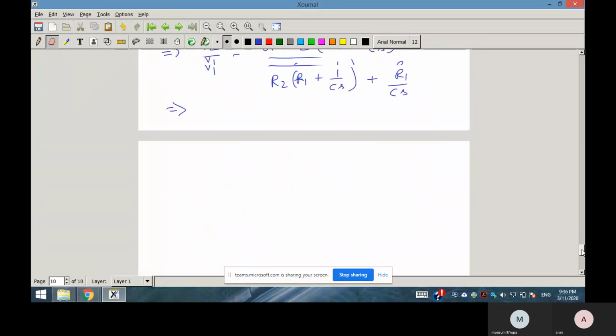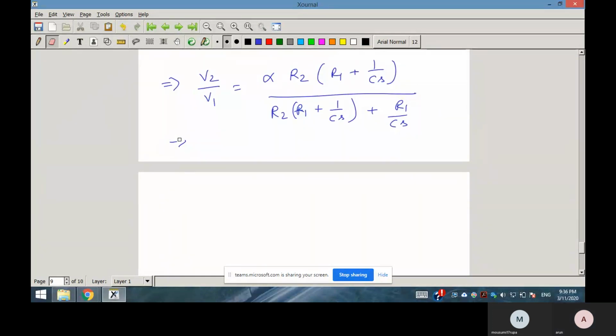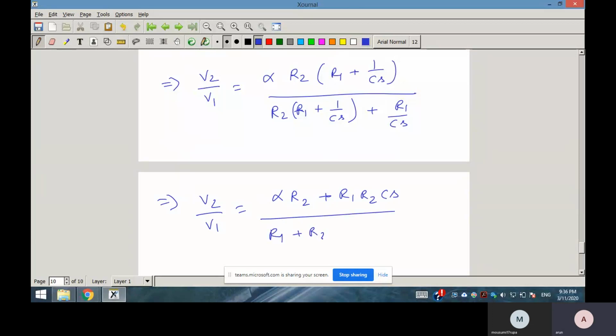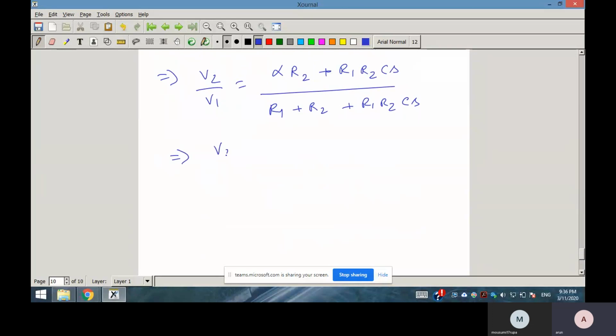So this will imply V2 by V1 is equal to alpha into R2 plus R1 R2 S. I have multiplied by R1 R2 into CS. And this one will be R1 plus R2 plus R1 R2 CS. So this you can further simplify like this, V2 by V1.